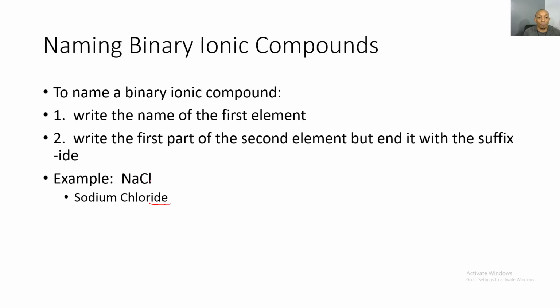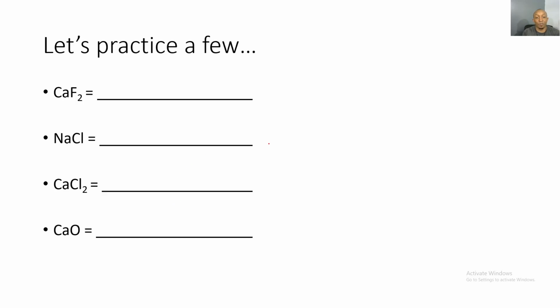So that's how you write binary ionic compounds. You write the name of the first element, and then you write the first part of the second element, but you end it with the suffix -ide. So now let's practice a few. I will give you 1 minute to go ahead and practice a couple, and I will pause the video starting now. Great. So at this point in time, ladies and gentlemen, I know you all got yours written down. So let's go ahead and get started. So this first element is calcium.